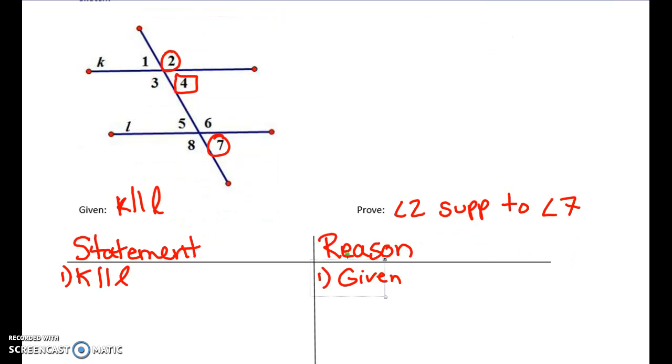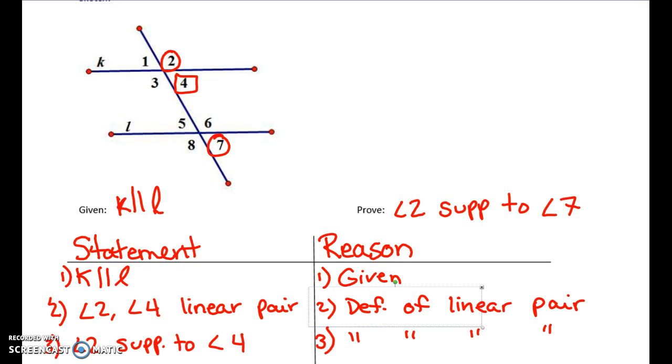So we always start off with the given, K is parallel to L. And now we're going to talk about the relationships between our helper angle and the two other angles. I'm going to start by looking at 2 and 4. Well, we know that 2 and 4 are a linear pair by their definition, and we know that linear pairs are supplementary. So we've done our statement where 2 and 4 are a linear pair, and therefore 2 is supplementary to 4 because that's the definition of a linear pair.